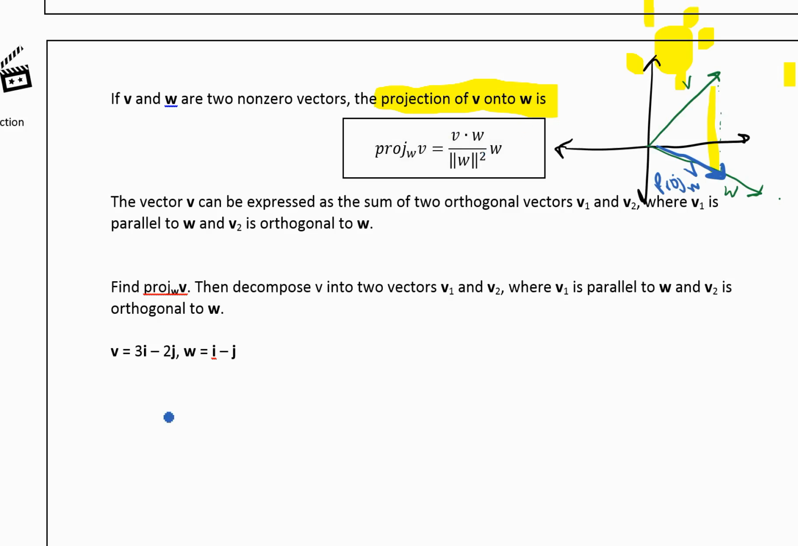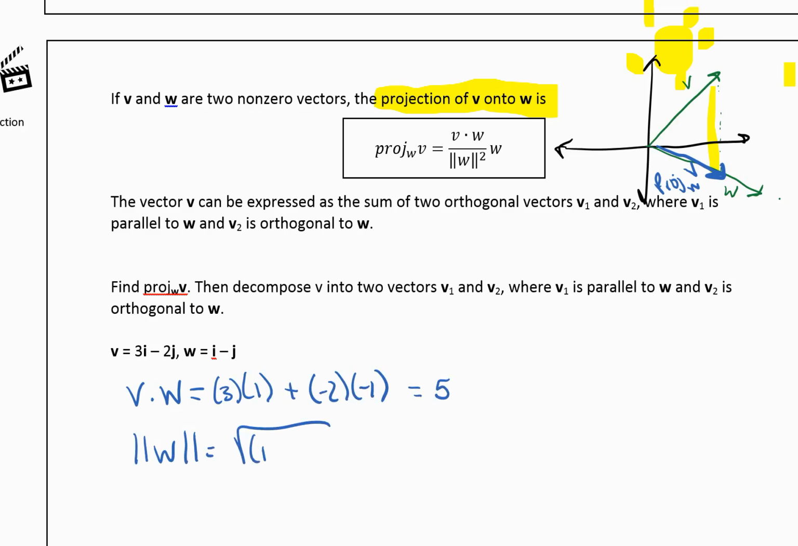So V dotted with W is 3 times 1 plus -2 times -1. So that's 3 plus 2, so that's 5. And the length of W here, the square root of 1 squared plus -1 squared, so that'll be the square root of 2. So the length of W squared will just be 2.